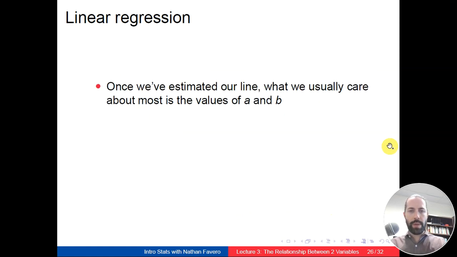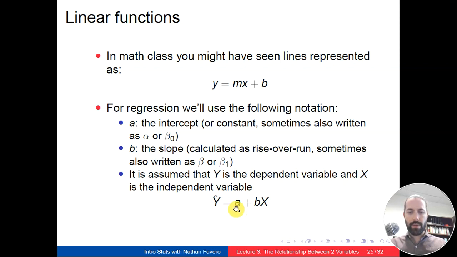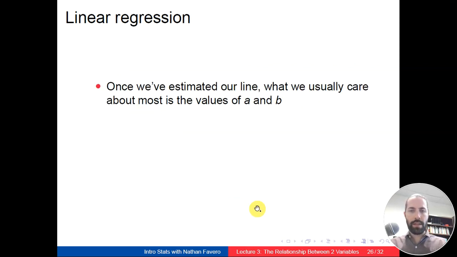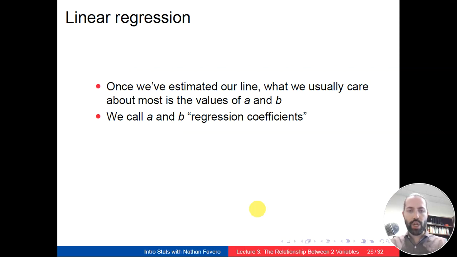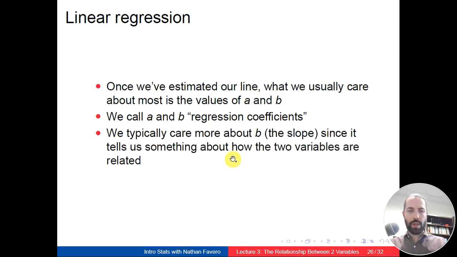Okay, once we have our regression line, how are we going to think about interpreting things? So usually we mostly care about what is the value of A, what is the value of B that was estimated by our regression, and we call A and B the regression coefficients. So if we tell Stata to run a regression, it's going to give us a bunch of output, but the main thing we want to focus on is the estimates of A and B, the regression coefficients. We usually care more about this coefficient, B, the slope, since it tells us something about how the two variables are related.